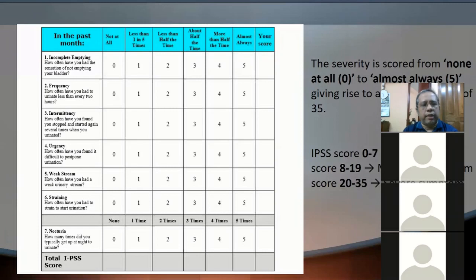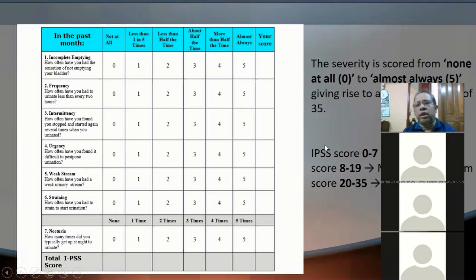So look, the first thing is incomplete emptying. Take the history. How often have you had the sensation of not emptying the urinary bladder? Less than 1 in 5 times, less than half the time, about half the time, more than half the time, almost always are your scores. So this incomplete emptying, frequency, intermittency, urgency, weakness of the stream, straining, nocturia. Then you calculate the scoring, what score type it is.